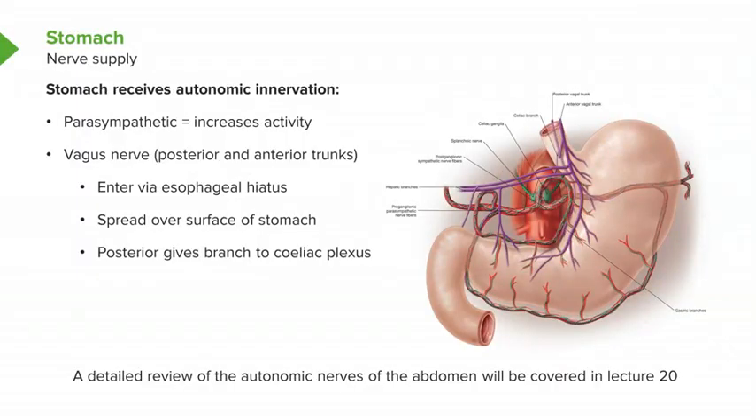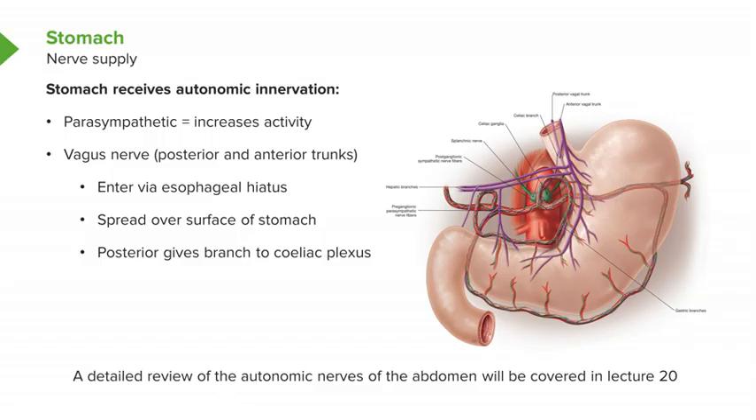Now, for the stomach, its activity is controlled by the autonomic innervation, and increases of its activity are controlled via the parasympathetic nervous system. This increases activity. This will increase the rate of peristalsis, increase the production of acid, the release of pepsinogen. And it's controlled via the main parasympathetic nerve of the body, the vagus nerve. This enters into the abdomen.